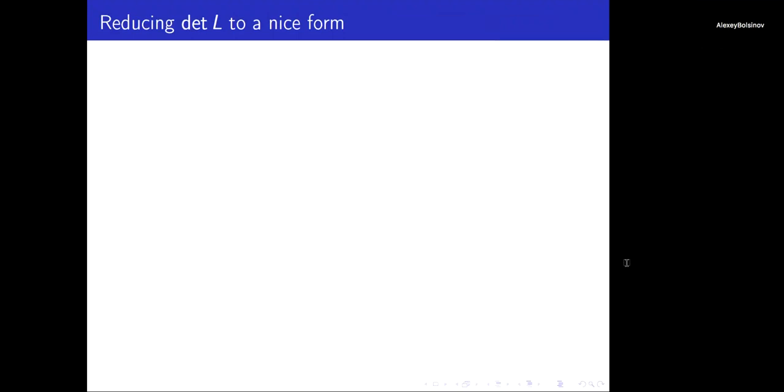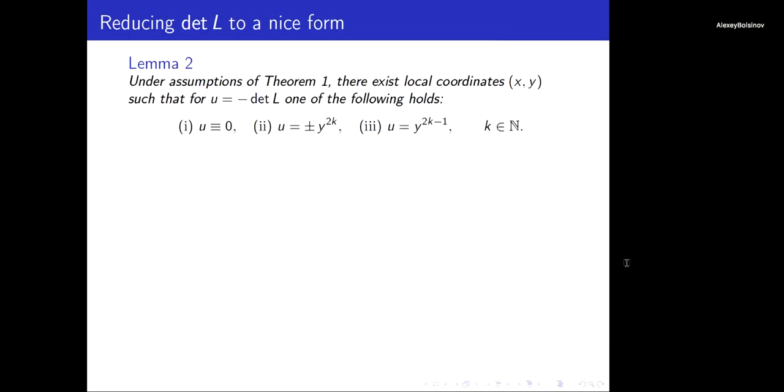The first step is just to reduce the determinant of L to a nice form, not just a power of Y. This is our first lemma. Under the assumptions of our theorem, we can always find local coordinates x, y. It's not the final version of local coordinates we're looking for. These are kind of pre-canonical coordinates, such that u, which is minus the determinant of L, is either zero or a power of y.